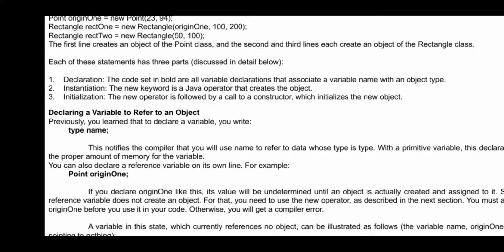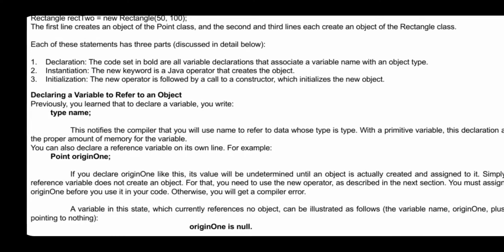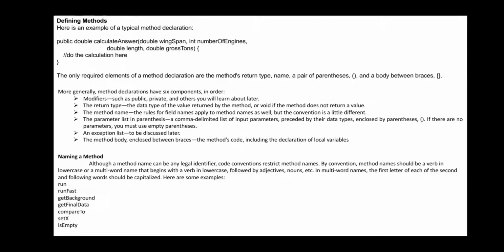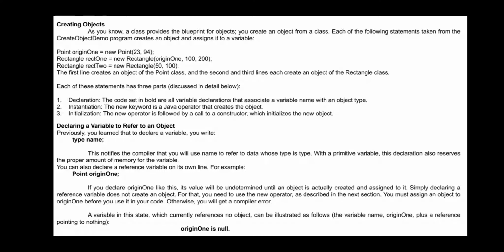Declaring a variable to refer to an object type name notifies the compiler that you will use the name to refer to data whose type is the given type, as with primitive variables. This declaration also reserves the proper amount of memory for the variable. Now take a simple example. Point is a class declared with a variable name, that is, an object for that particular class. Point is the class name which is declared with the name origin1. Origin1 means it is an object for Point.